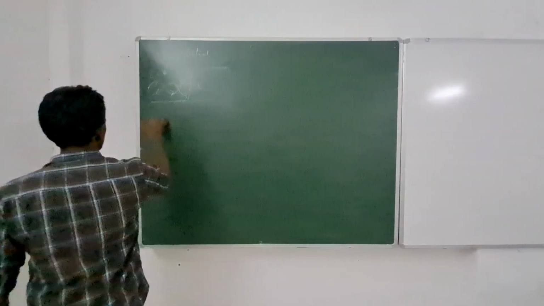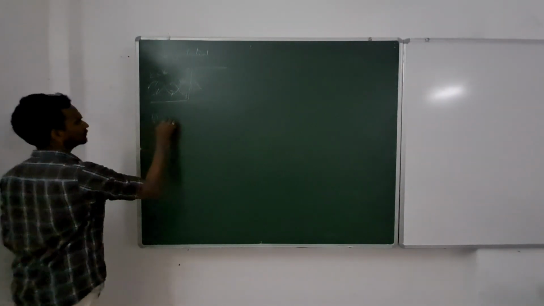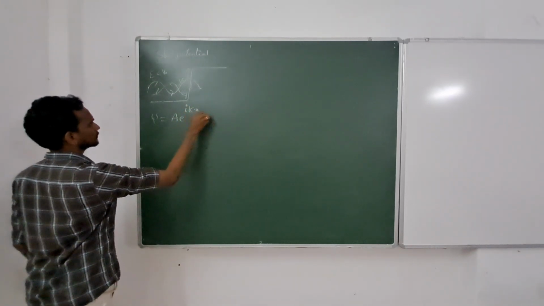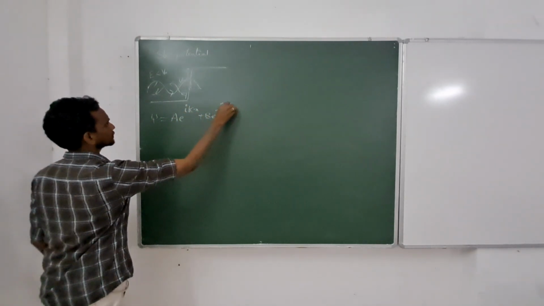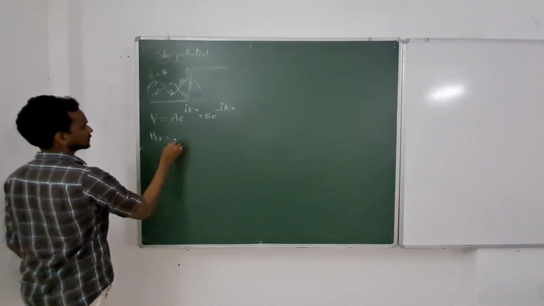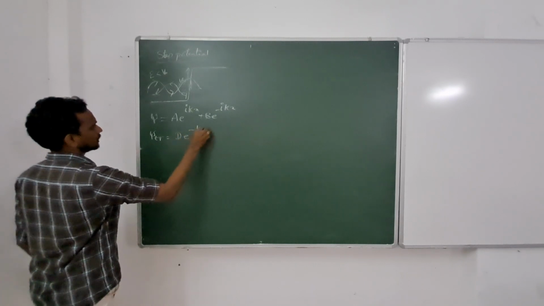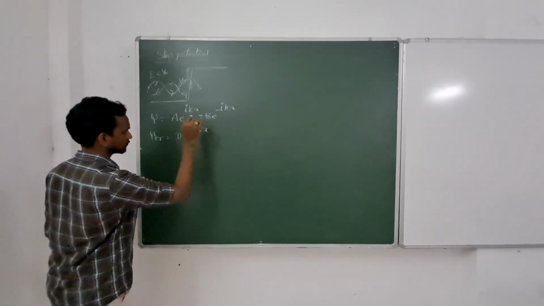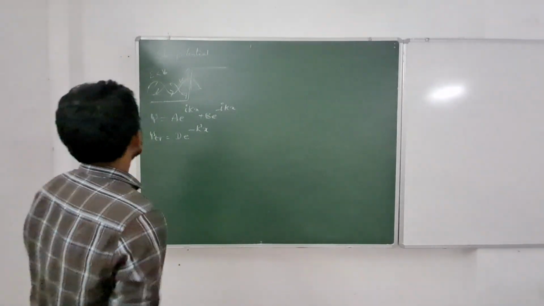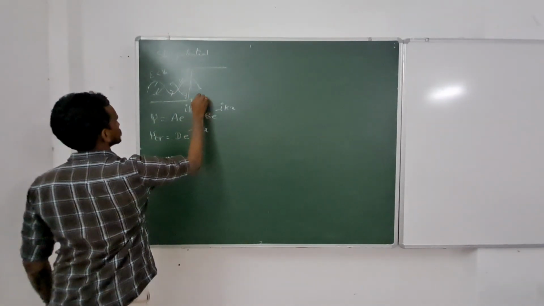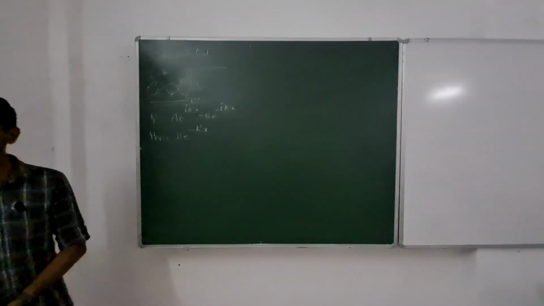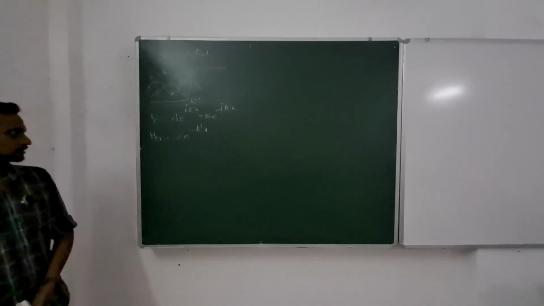So the wave functions we got here are psi equal to A e^(ikx) plus B e^(-ikx), and psi transmission equal to D e^(-k'x), right? Here it is x equal to 0. So we have to apply the boundary conditions for this wave function.